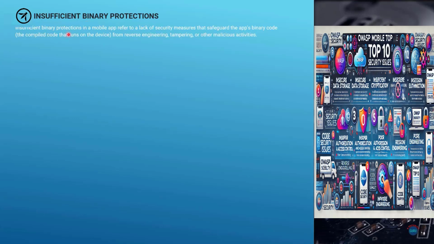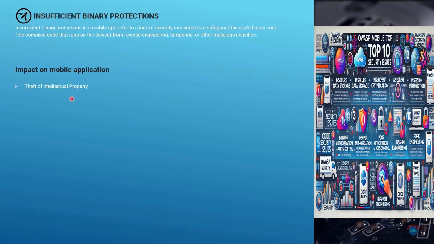Insufficient binary protection in a mobile application refers to the lack of security measures that safeguard the app's binary code from reverse engineering, tampering, or other malicious activities. Hence, it means that if an app's binary code can be reversed, then it's an example of insufficient binary protection in a mobile application. Let's see what is the impact on mobile application.